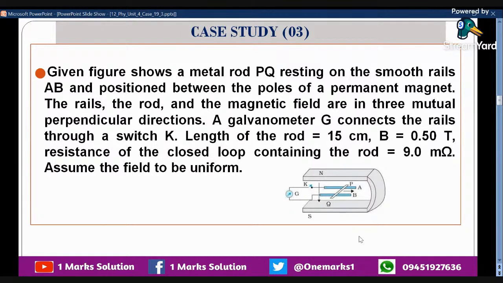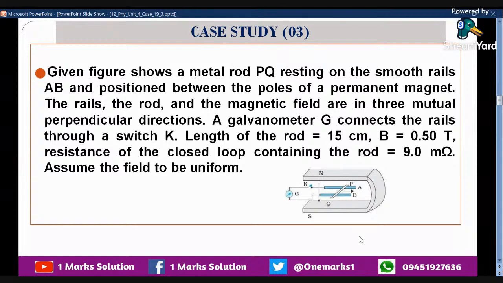Then the rails, the rod, and the magnetic field are in three mutually perpendicular directions. The rails are in this manner, the magnetic field is in this manner, and the rod is in this manner. I think you can see that. So all these are perpendicular, X, Y, Z, we can say. Three mutually perpendicular directions.